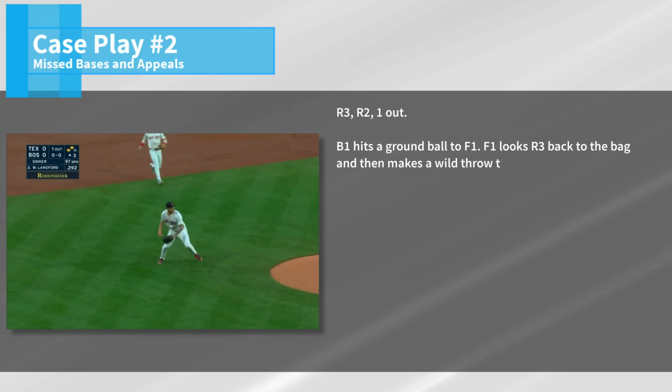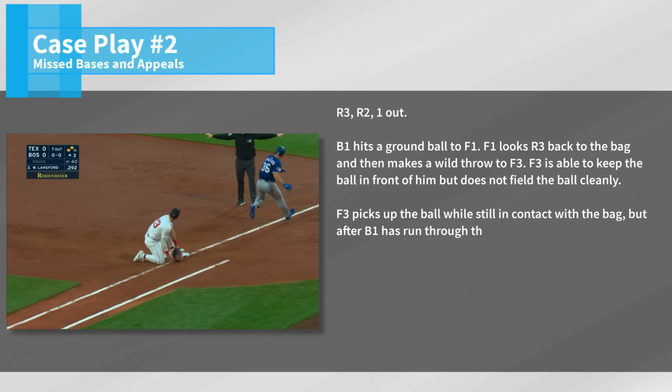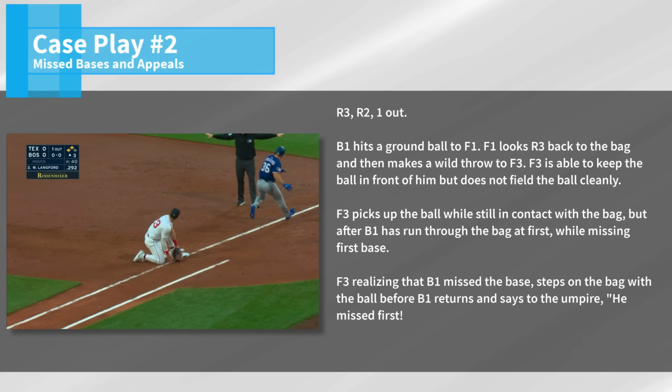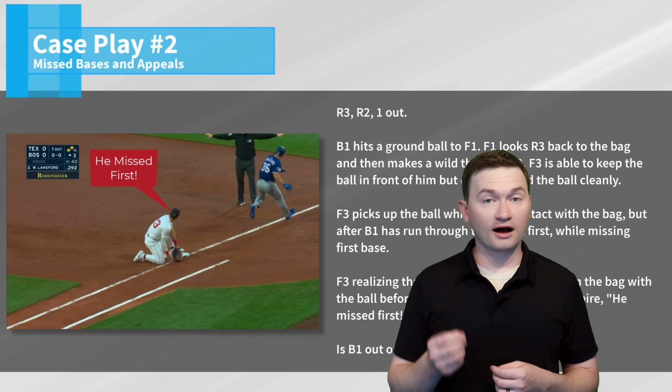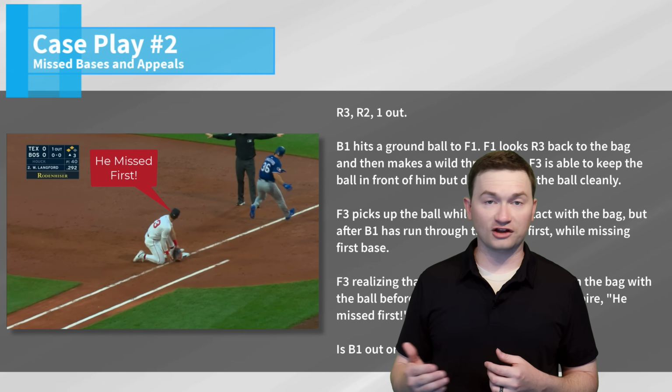This is the same scenario, except F3 realizes that B1 missed the base, steps on the bag with the ball before B1 returns, and says to the umpire he missed first. Is B1 out or safe? In this one, the correct answer is B1 is out. The defense makes an obvious appeal, and they do so before the batter runner comes back and touches the bag.